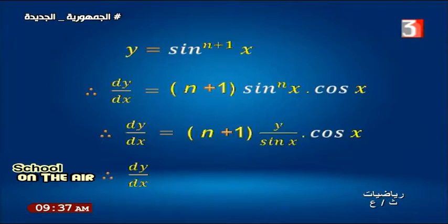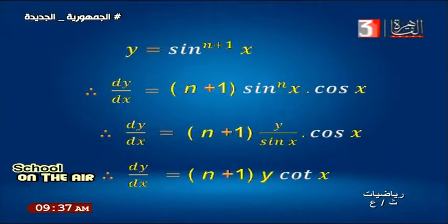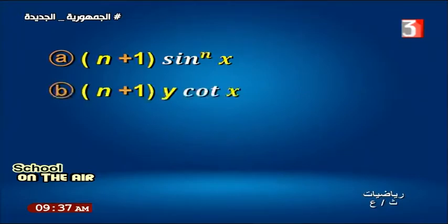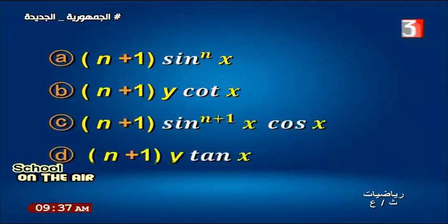Then dy/dx equals (n plus 1) multiplied by y multiplied by cosine x over sine x, which equals cotan x. Then the derivative of the function y equals sine to the power n plus 1 x equals (n plus 1) times y times cotan x. Then we can choose the correct answer, which is letter B.